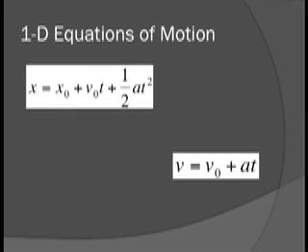If we assume a constant acceleration, we have these 2 equations for one-dimensional motion. One equation is for position and one is for velocity. The little subscript 0 you see there indicates an initial condition. For example, x0 is the initial position and v0 is the initial velocity.